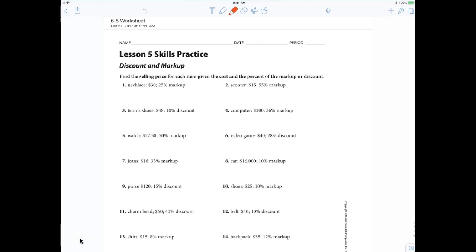I also want you to have your calculator out because I want the calculator to do the work, but like always, I want the work written down and the calculator to do the work. Everybody hear me? All right, so let's get started.